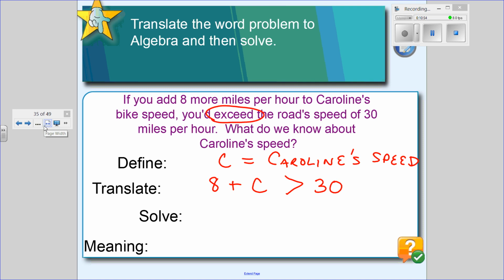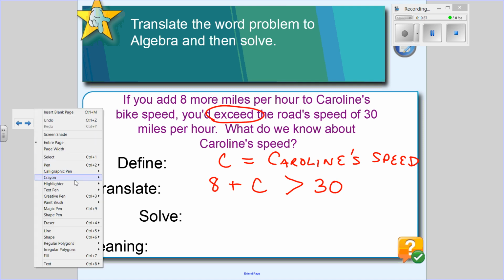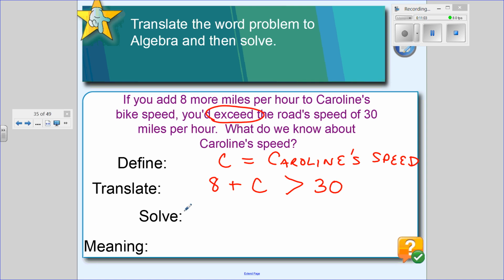So let's go ahead and solve then. There should be one step in solving this, and that's subtracting 8 from both sides. I don't have to do any sign flipping. I don't have to do anything interesting here. And what I have found out is C is bigger than, make sure my math is right, 22. Right? If you add 8 more miles per hour to Caroline's speed, you'd exceed the road speed of 30 miles per hour.